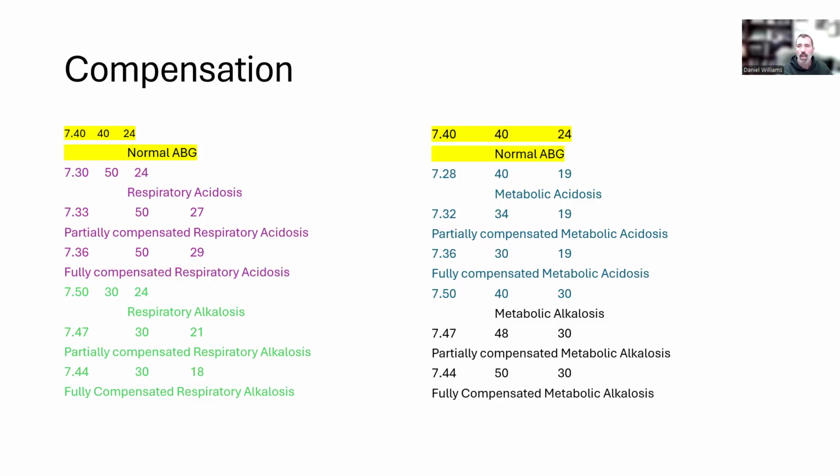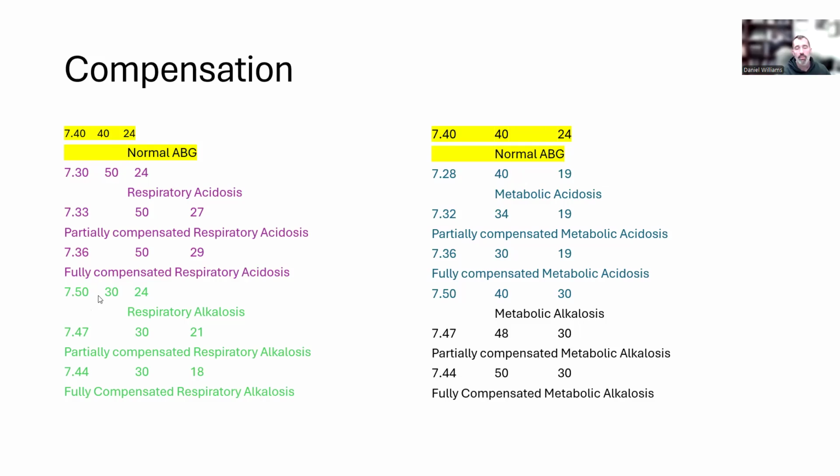So the CO2 is likely the reason why the pH was low. And if we look here, our bicarb has now increased an additional 2 milliequivalents per liter, which would result in bringing that pH up to 7.36. So although these two values, my CO2 and my bicarb, are out of normal range, they are working together to fully compensate this blood gas by bringing the pH back into the normal range. This is a fully compensated respiratory acidosis.